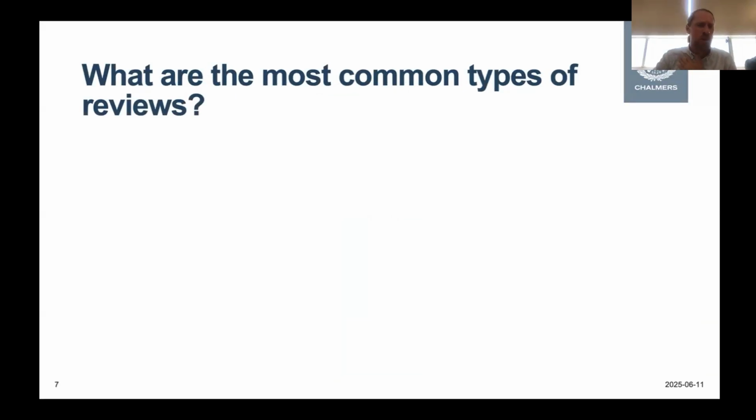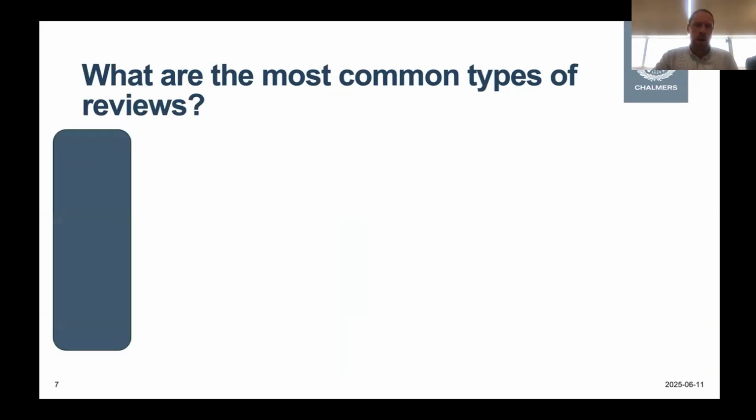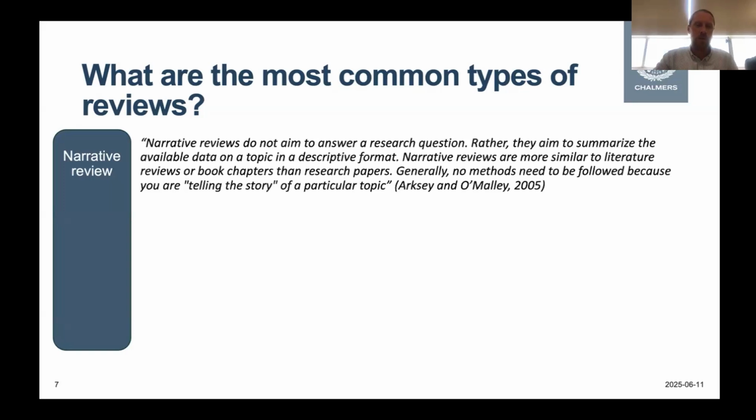So what are the most common types then? Well, we have the narrative review. A definition of this one provided by Arksey and O'Malley 2005 says that narrative reviews do not aim to answer a research question. Rather, they aim to summarize the available data on a topic in a descriptive format. Narrative reviews are more similar to literature reviews or book chapters than research papers.